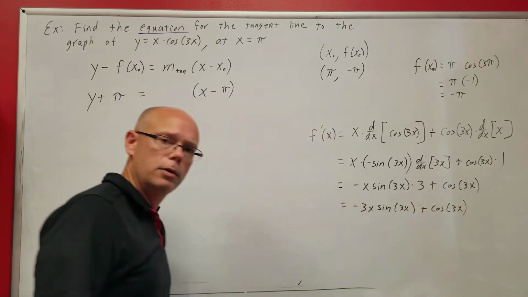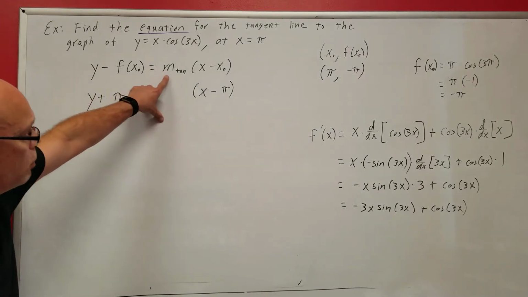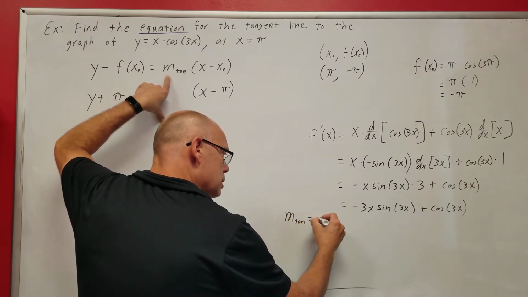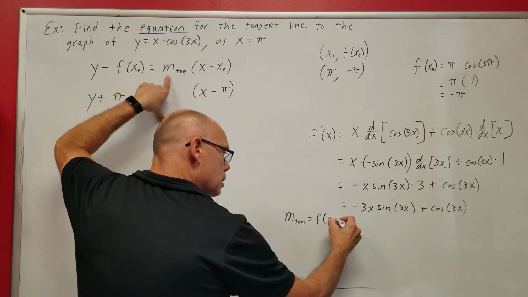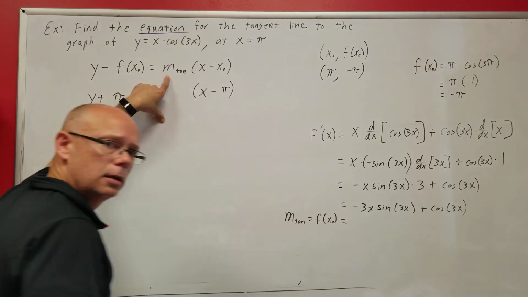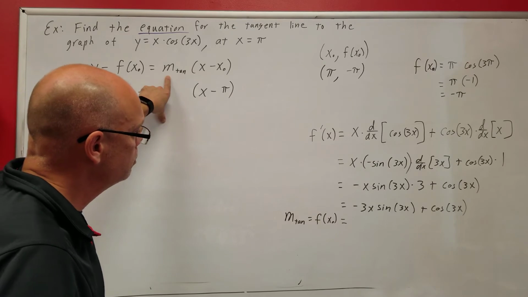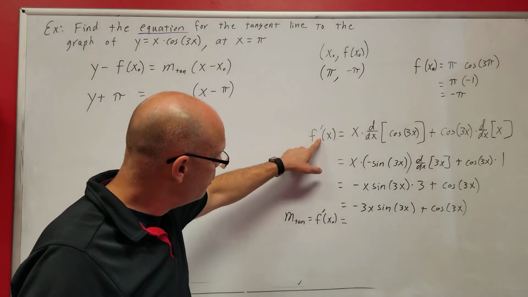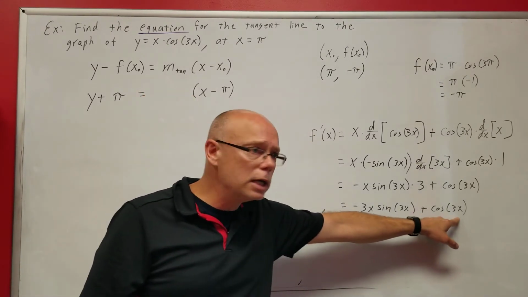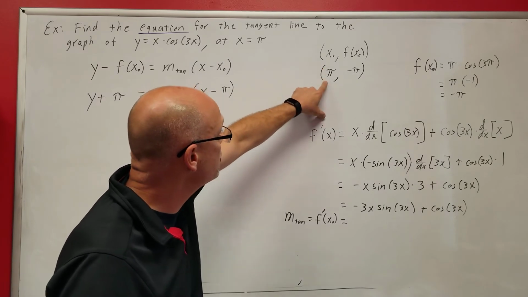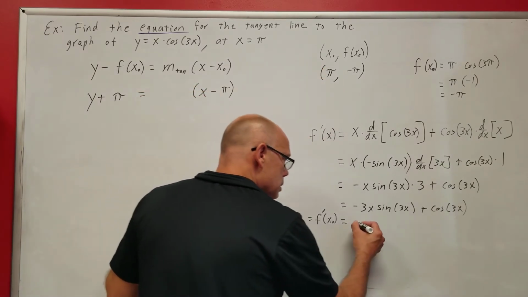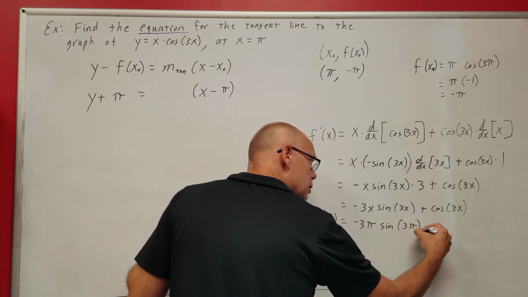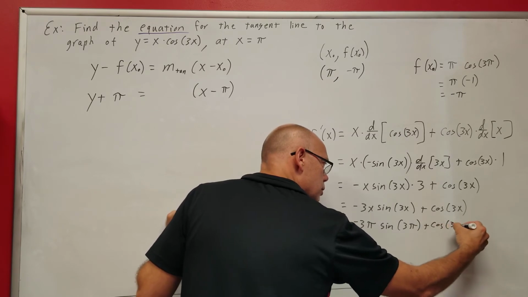Hey, I found my derivative, f prime of x. But what do we need? We need m tan. So what is m tan going to be? That's the same as f prime of x naught, this function evaluated at x naught. And what did we say x naught was? Pi. So this is negative 3 pi times the sine of 3 pi plus cosine of 3 pi.